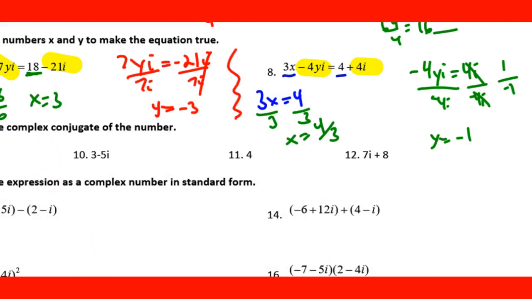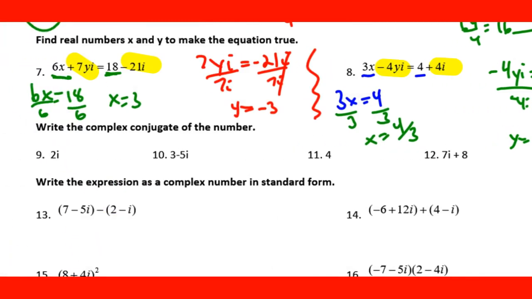Now, write the complex conjugates of the number. Well, the conjugate means you're just changing the sign, the operation sign in front of the imaginary part. So this is a positive 2i, where the conjugate would be -2i. You only change the sign in front of the imaginary part.